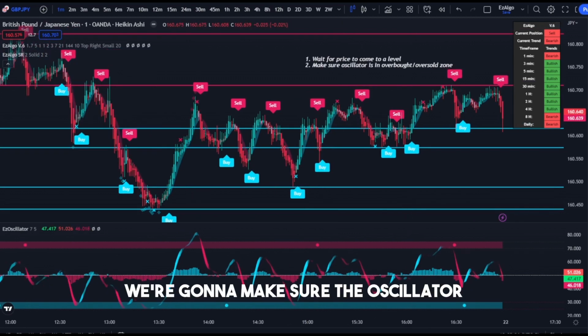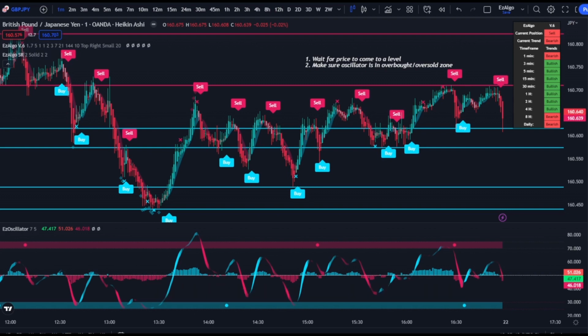And the second rule is we're going to make sure the oscillator is in an overbought or oversold zone. So I'm talking about these high and low zones here on EzOscillator. When price comes into this blue zone, that means that price is oversold and that we're going to be looking for a long position. And vice versa, when the oscillator comes above this red zone, we know that price is overbought and we're going to be looking for a short position.